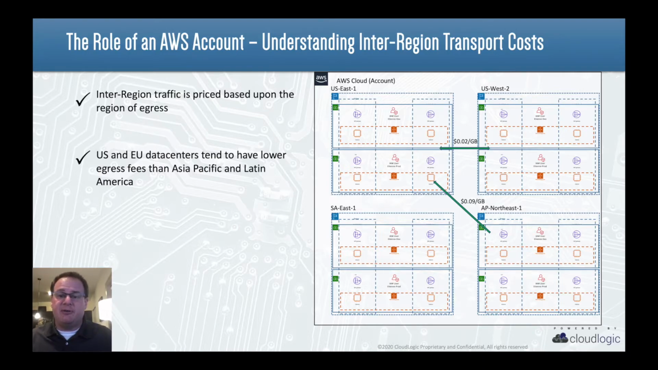Inter-region traffic from South America East 1 in São Paulo is 8 times the US and EU cost at 16 cents a gig. But here's an interesting twist. Inter-region traffic is again priced based upon the outbound direction. As a result, traffic from SA East 1, São Paulo, to US East 1 may cost 8 times of US East 1, but the reverse direction only costs 2 cents.